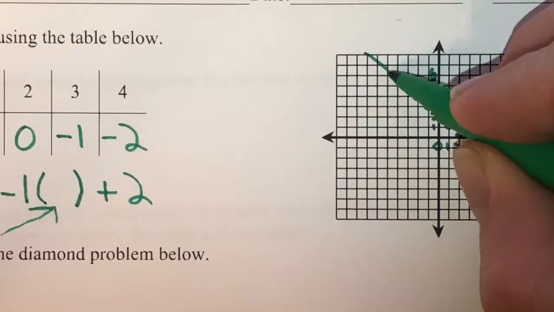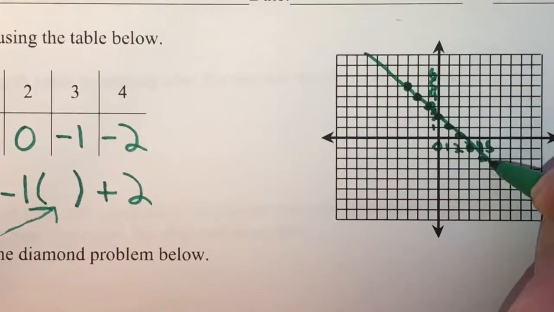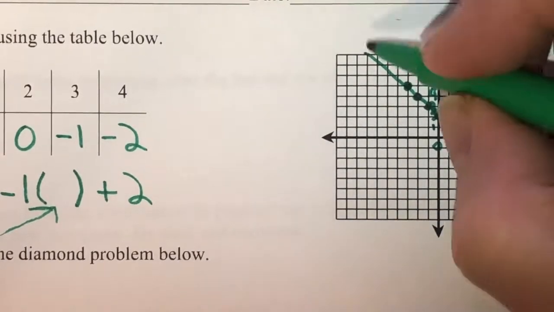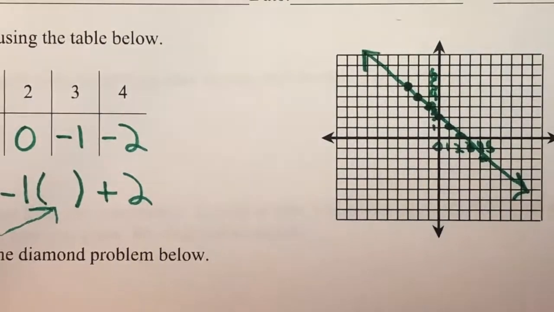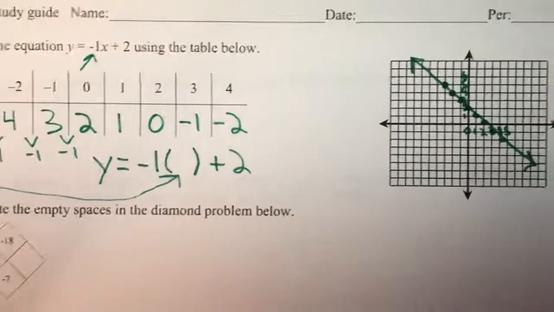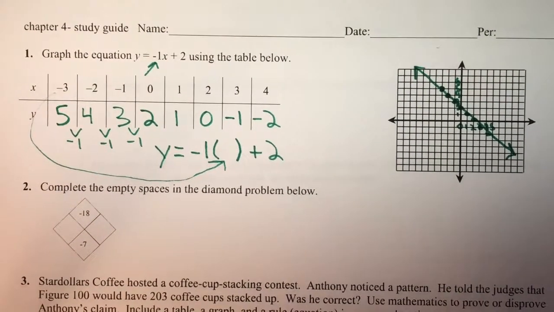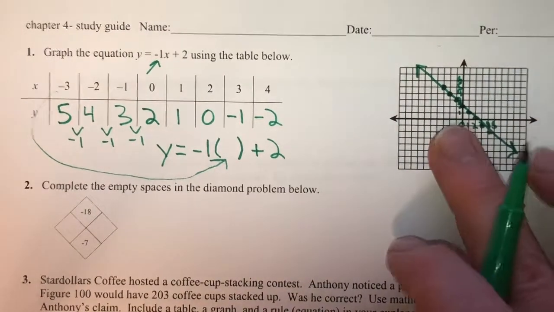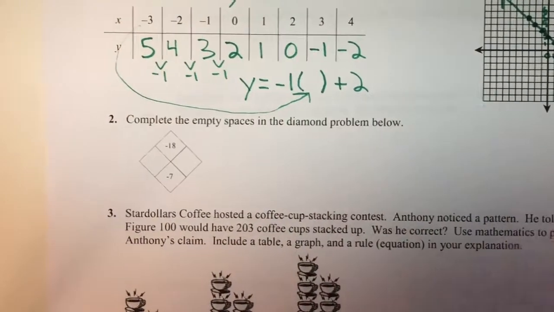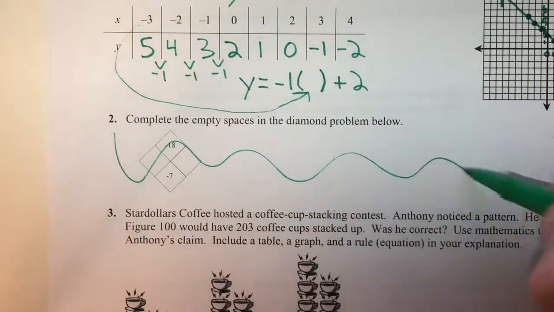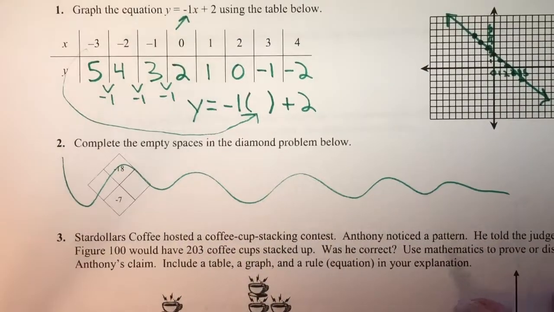So I'll kind of freehand this here. It's always better with a straight edge, but I'll put my arrows on the end because this goes on forever. And I have my graph done. So you now have all your table filled out, and you have your graph filled out, and so our question is complete. Number 2, I did tell you to skip that one because we're not going to have one like that on our test. We'll go over diamond problems another time.